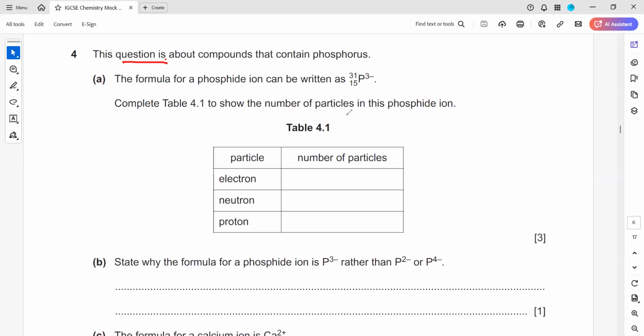So complete the table for the number of particles in a phosphide ion. So how many electrons are there? Neutrons: 31 minus 15, 16. And the number of protons is the atomic number. We know that, 3 marks for free. Next, why is the formula of the phosphide ion P3- rather than -2 or -4?